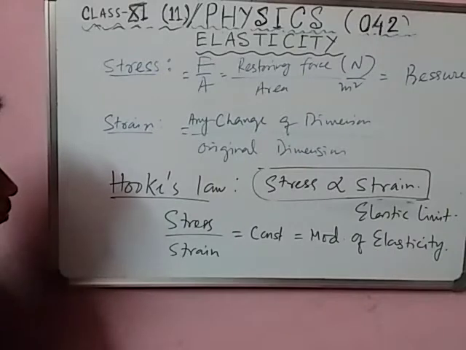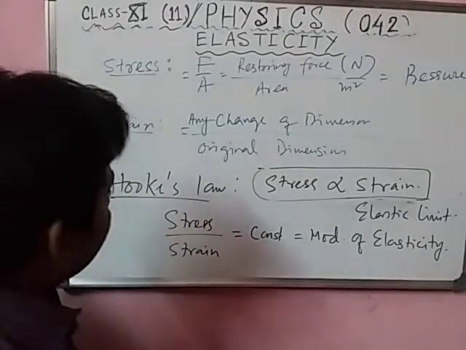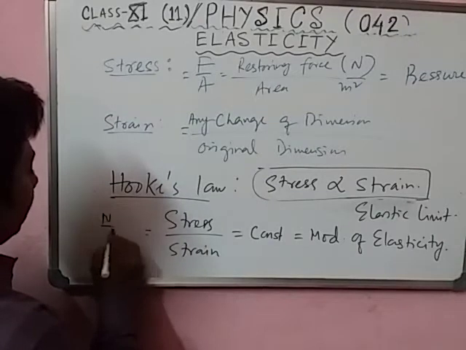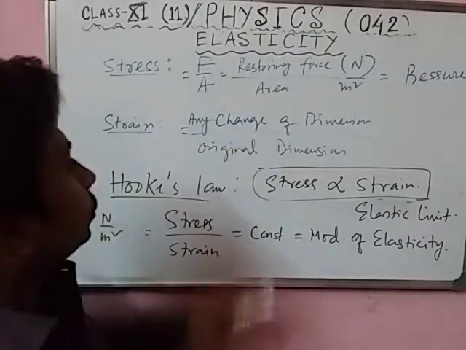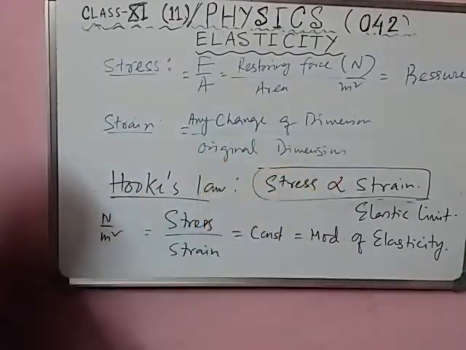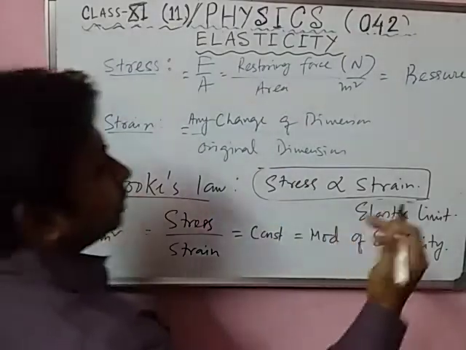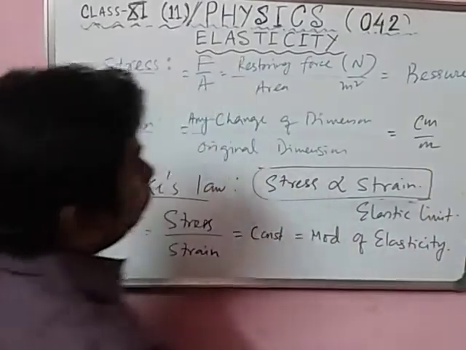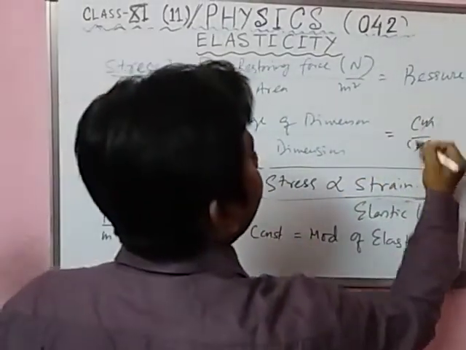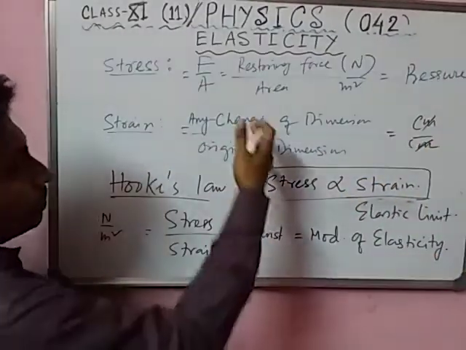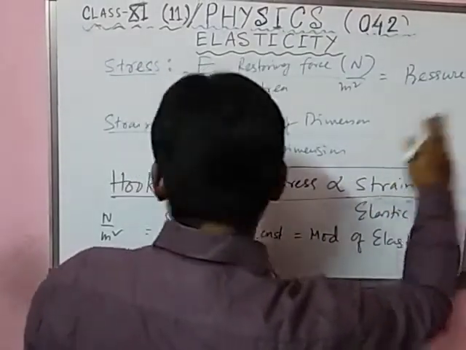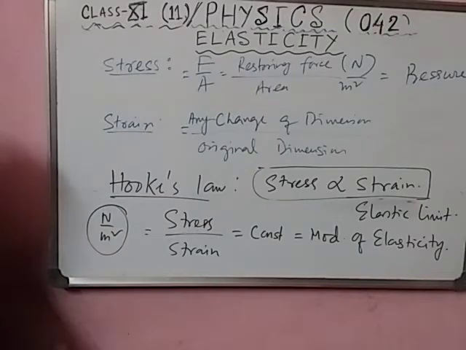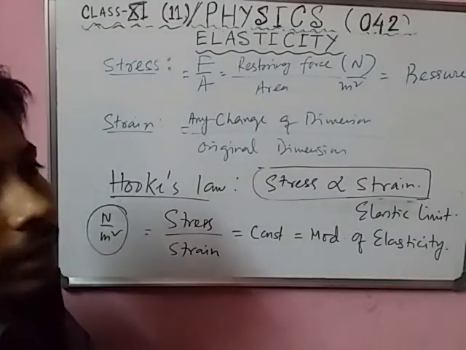Students, the unit of stress is pressure, Newton per meter square. Now think about strain: any change in dimension by original dimension. If you change the length, it is in centimeter, and the original length is also in centimeter. So centimeter and centimeter cancel, and there is no unit. It's a pure ratio, so it has no unit. So Newton per meter square is the SI unit of modulus of elasticity.